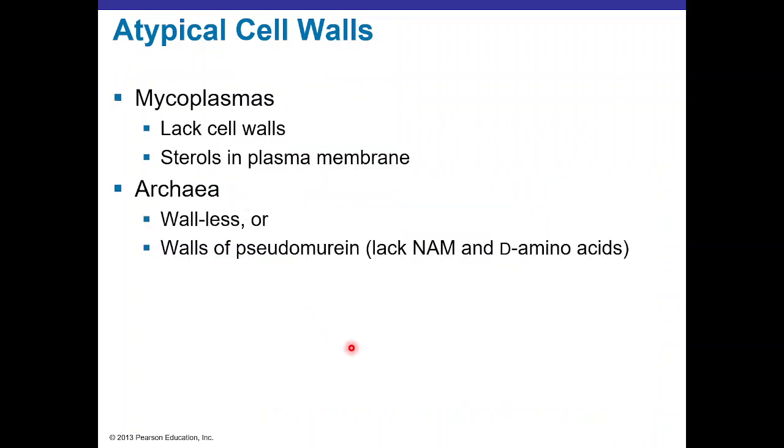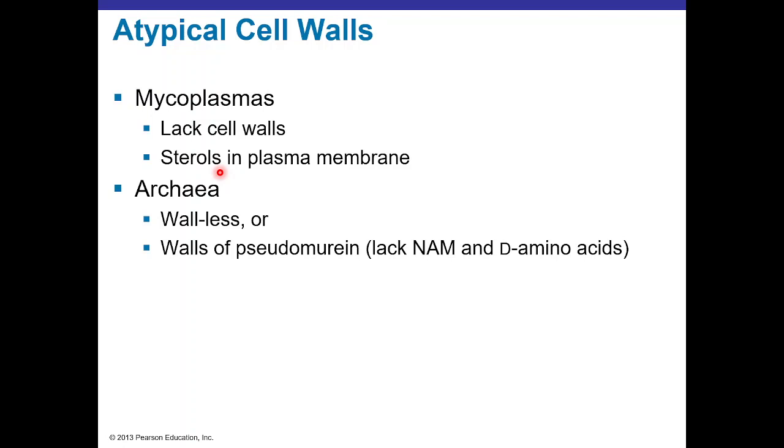Now, some bacteria don't have a cell wall, like in the case of Mycoplasma. Mycoplasma is a very small bacteria. Instead of having a cell wall, it has a plasma membrane. And the plasma membrane has these lipids that are known as sterols that make the plasma membrane a little bit rigid.